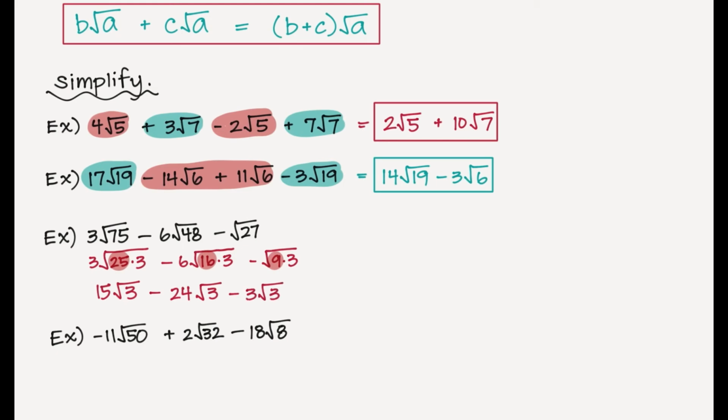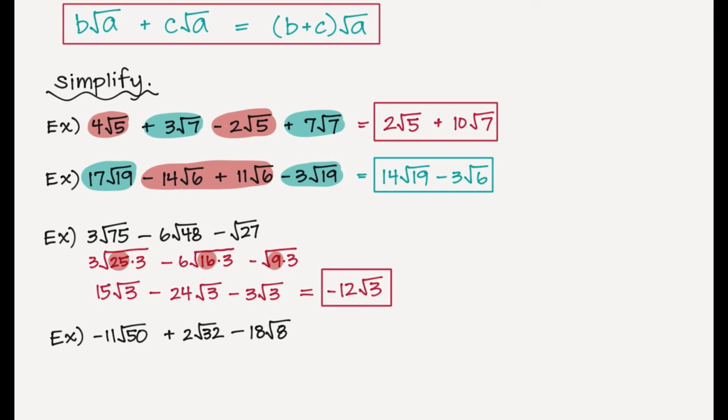And so now that all three terms have radical 3, I can have 15 minus 24 minus 3 to give me negative 12 radical 3 for my final answer. All right, let's move on to this bottom example now.